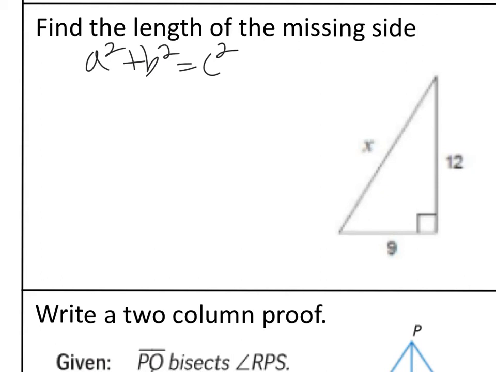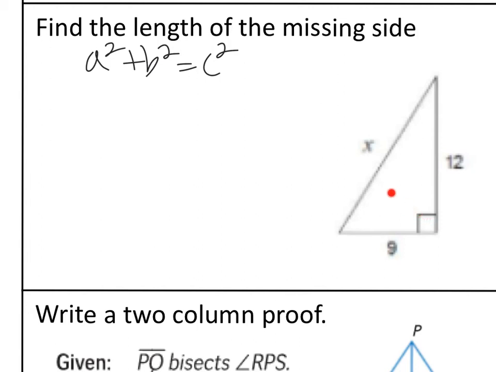So your A and B sides, it doesn't matter which side they are. I usually just say, hey, the shorter side looks like A, the longer side's B. But even if you call this A and this B, it doesn't matter, as long as you call this side C, because the hypotenuse is always opposite of the right angle.